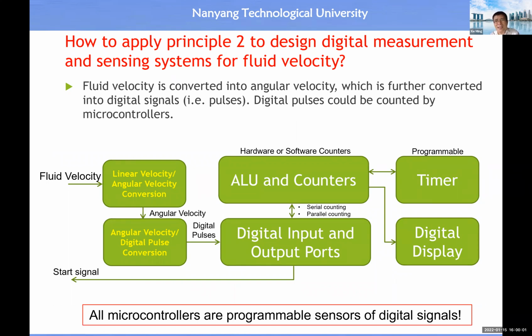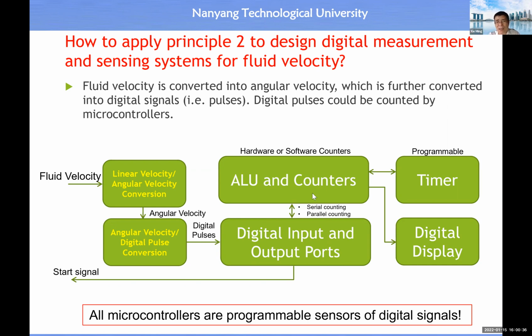Okay, now come to the application of second principle, okay? If we want to apply second principle, then what should be the blueprint to guide our design of measurement and the sensing system, okay? Then in this case, we need to do conversion between linear velocity and the angular velocity. After that, we need to convert angular velocity into digital pulse, because here we leverage on this capability of a microcontroller in doing pulse counting, because all the microcontrollers can take in digital pulse as an input, right?